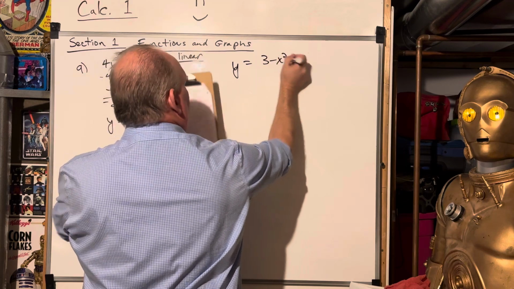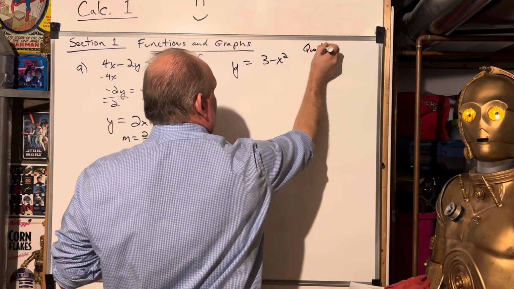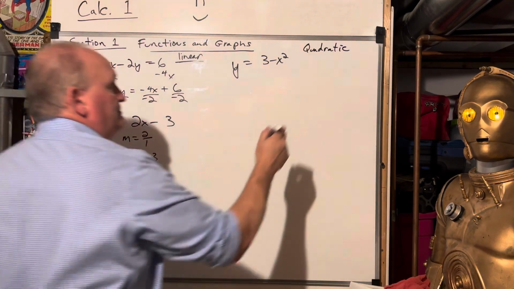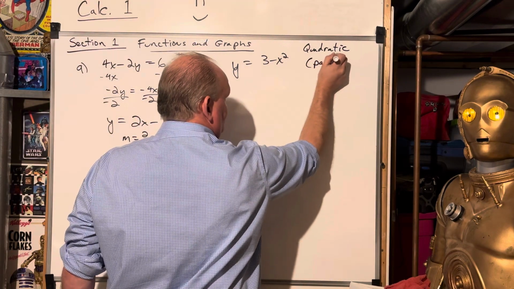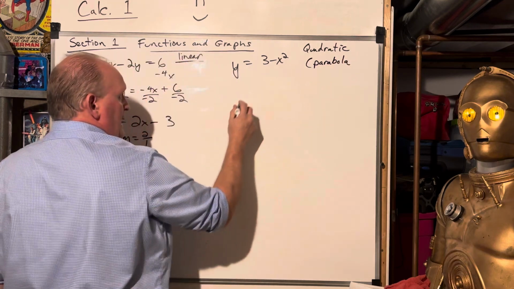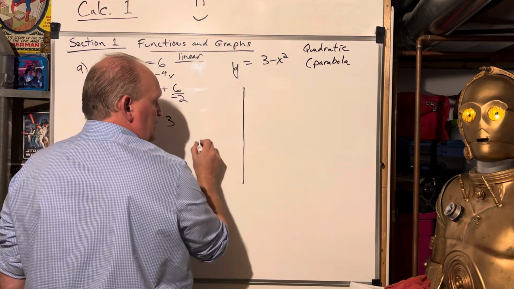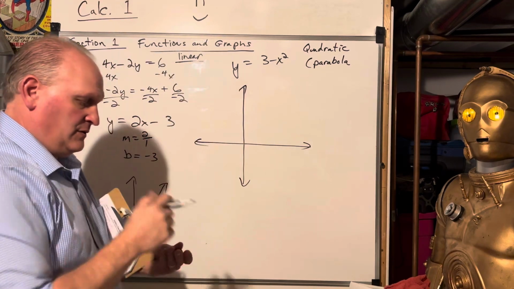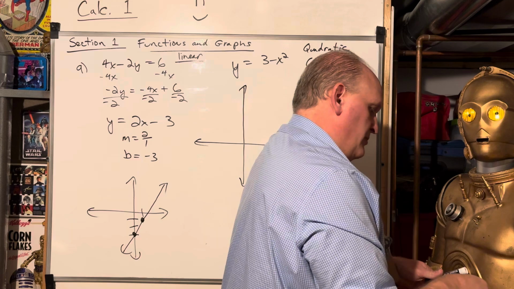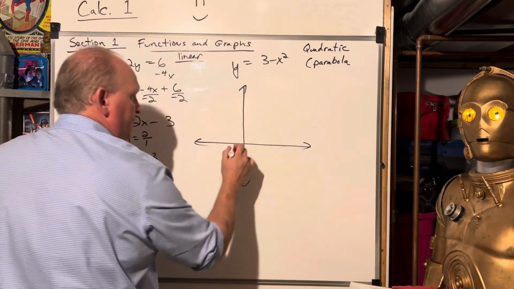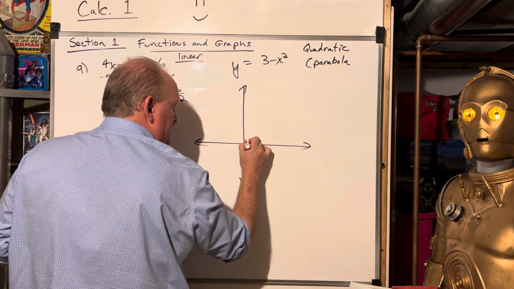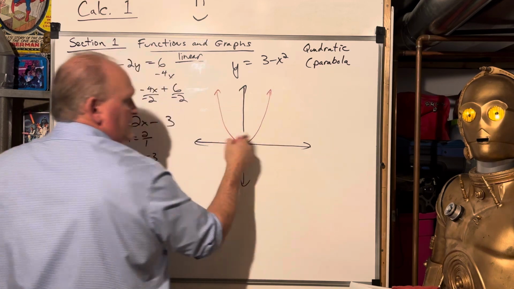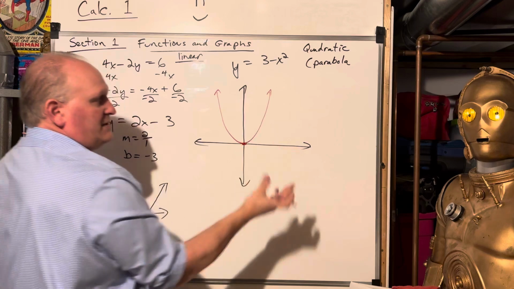Y equals 3 minus x squared. That is a quadratic equation. And that is going to be a parabola. So for parabolas, we're going to use a parent graph. A parent graph is kind of a general idea of what a parabola looks like. It's got a vertex of 0, 0, and then just going up. So that's the general idea of what it's supposed to look like.